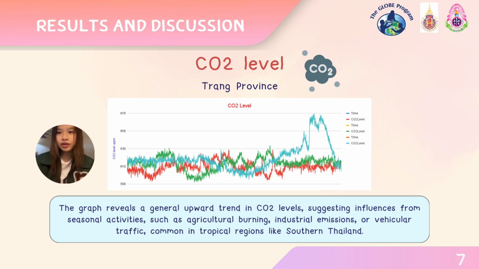So now let's move to the third graph, which shows us the carbon dioxide level. This data was collected in Trang province. The x-axis shows us the date and time that we had that data, and the y-axis shows us the carbon dioxide level in parts per million. The graph reveals a general upward trend in CO2 levels, suggesting influences from seasonal activities such as agricultural burning, industrial emissions, or vehicular traffic, common in tropical regions like southern Thailand.